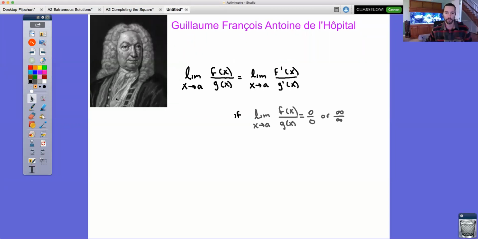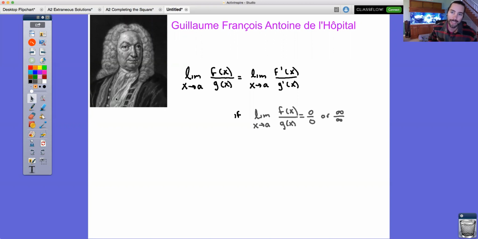Hey everyone, I'm here to talk about a shortcut when you're trying to take limits. This will be very helpful on the AP exam at certain points and get you through some questions a little bit quicker. So let's get to it. This is not my shortcut. This is what we call L'Hopital's rule.